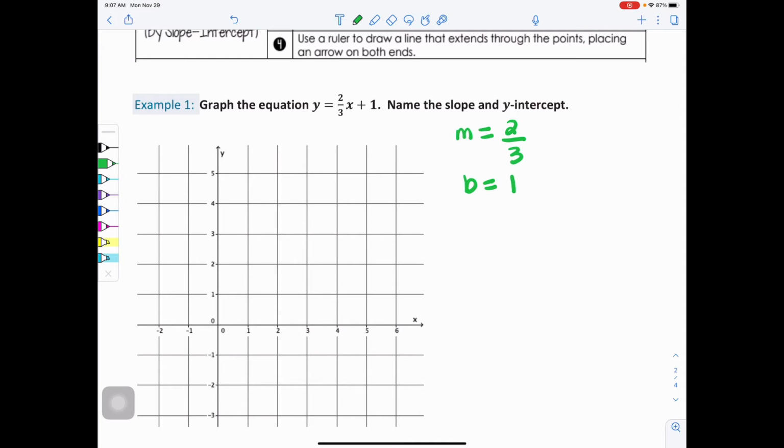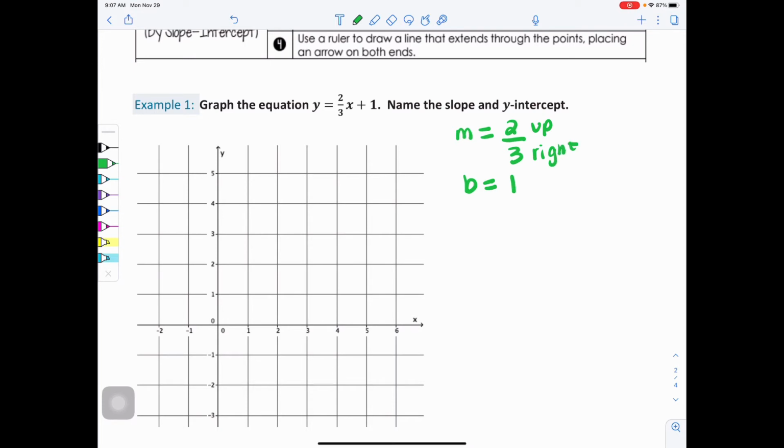So if I think about what these mean, slope is rise over run. So rise is either going to be an up or a down number. Since my 2 on top is positive, I'm going to go up. The number on the bottom is a run. So that's a horizontal change, which means left or right. Since it's positive, we're going to go to the right.